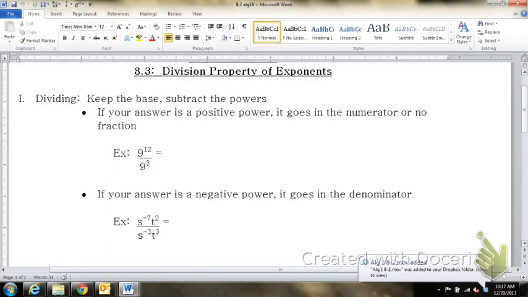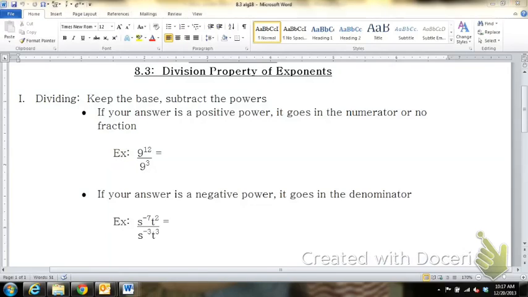In lesson 8.3, we're going to do some division of exponents now. So when we multiplied, we kept the base and we added the powers. With dividing, we're going to keep the base and subtract the powers. So when you subtract, if your answer is a positive power, it goes in the top, or you don't have a fraction at all. So I keep the base.